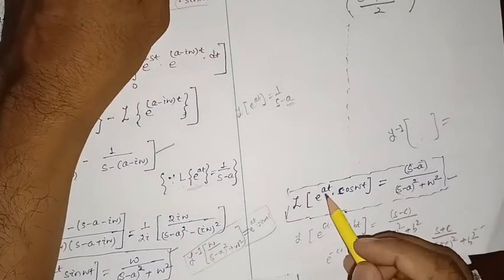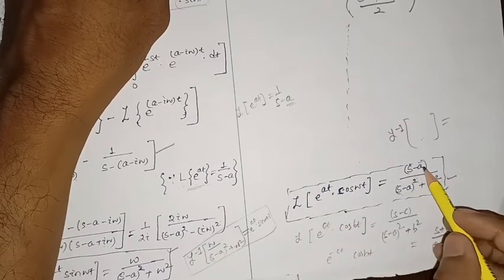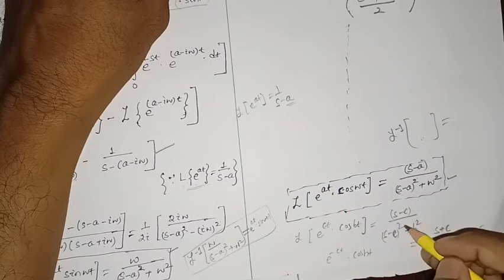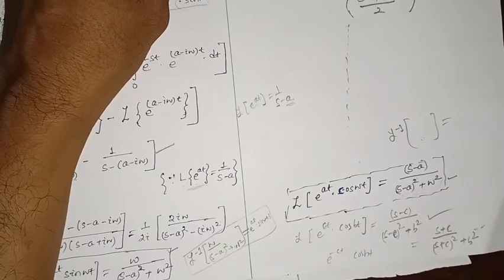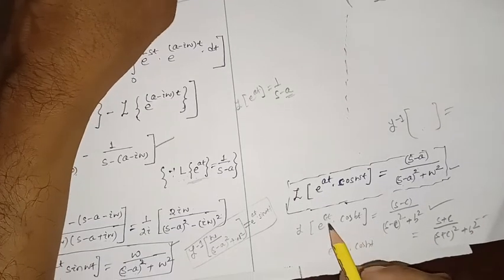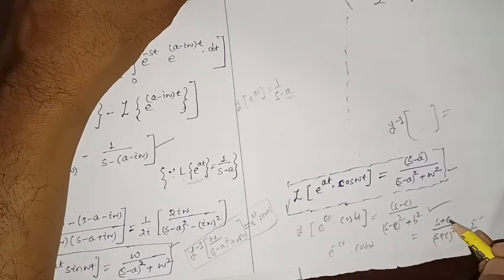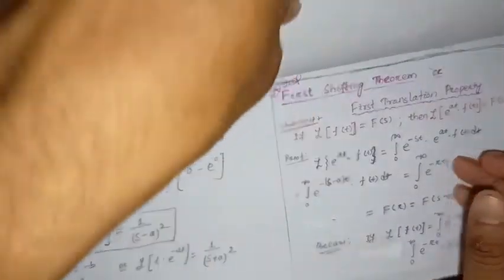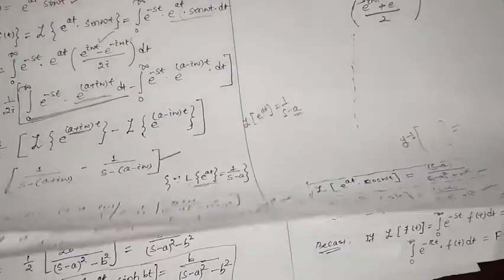Here you can see that suppose instead of a, c will be there, and omega replaced by b. What we have to write? s minus a means s minus c, so (s minus c) by (s minus c) whole square plus b square. Suppose instead of c, minus c is there, so what will it be? Minus of minus c means s plus c, so this will be (s plus c) by (s plus c) whole square plus b square. Likewise you have to solve if you are going to face this kind of numericals.